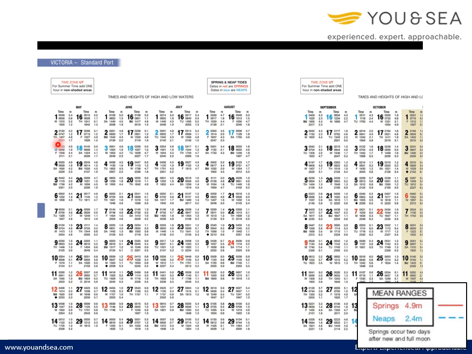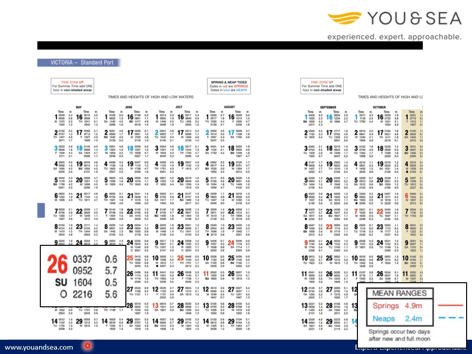We can also see that close to the 3rd and the 18th approximately, and the 1st and the 16th over here in September, October, those dates are highlighted in blue. Those are neap tides. We can see the 12th and the 26th and the 13th and the 25th, etc. in red. These are the spring tides. By far a better way to test it is to look at the range of tide. It's more accurate.